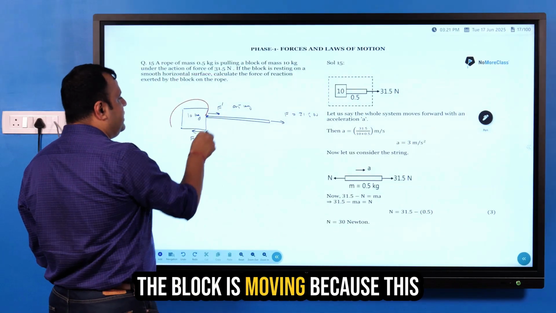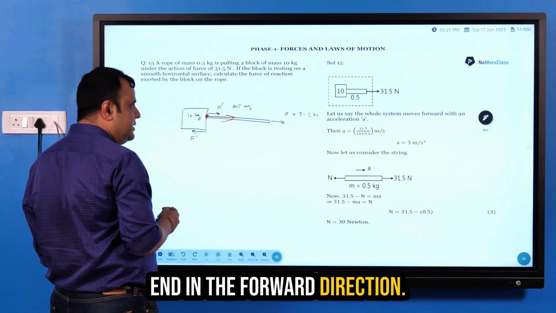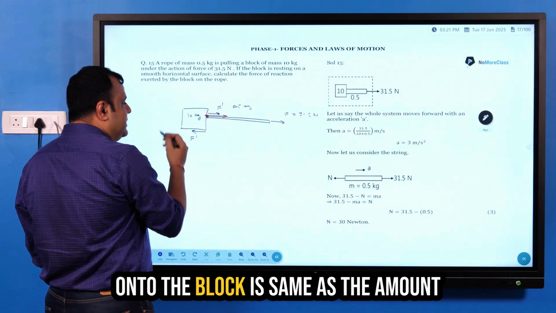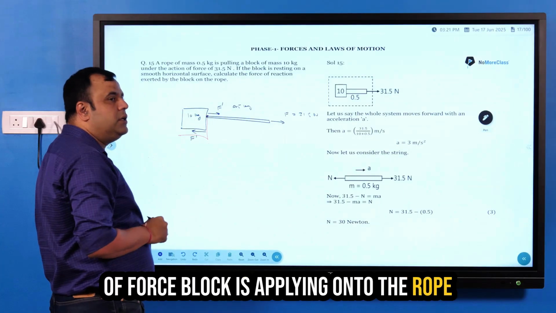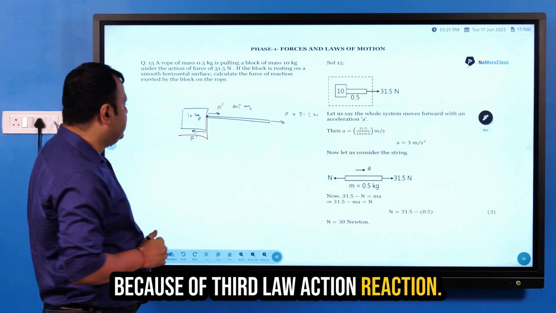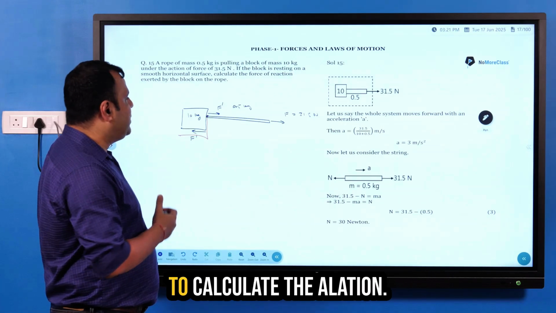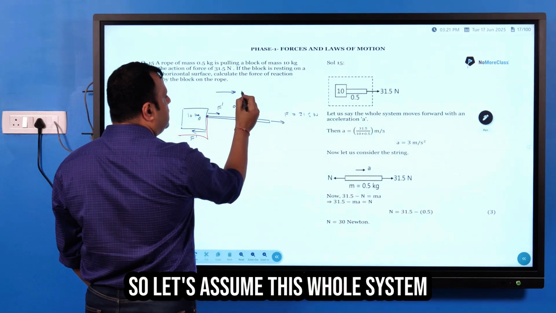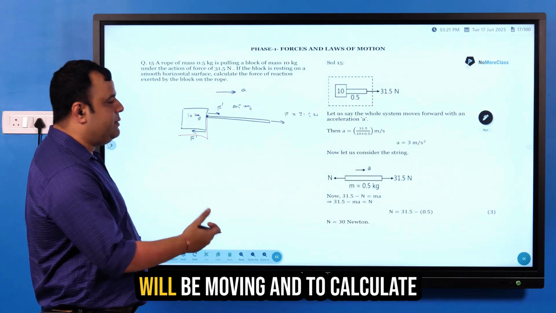The block is moving because this rope is applying a force at this end in the forward direction. The amount of force the rope is applying onto the block is the same as the amount of force the block is applying onto the rope, because of the third law, action-reaction. Now, first thing we want to do is calculate the acceleration. So let's assume this whole system is moving with acceleration A, because the system will be moving.